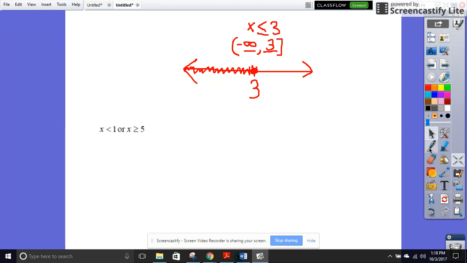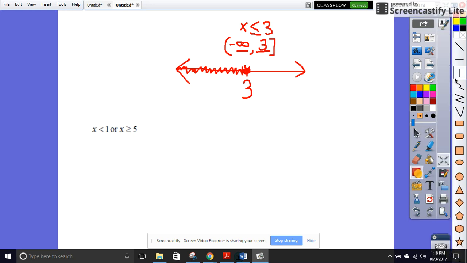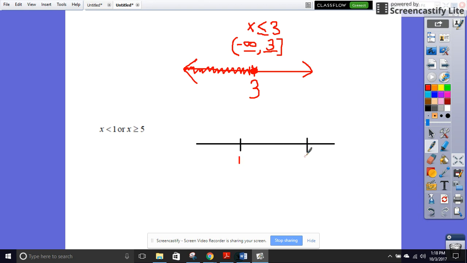Okay, so this is what I'm doing. Maybe it'd be easier to draw a picture first. So I'm going to draw a picture. I need a mark at 1, and I need a mark at 5. Okay, so this is 1, and this is 5. Which numbers do I have shaded?